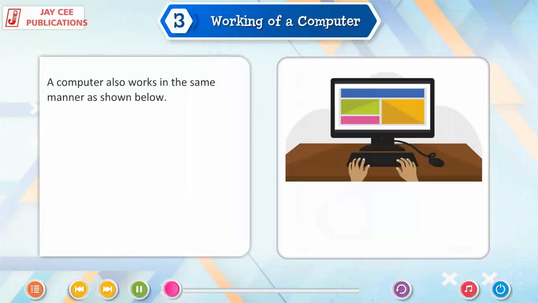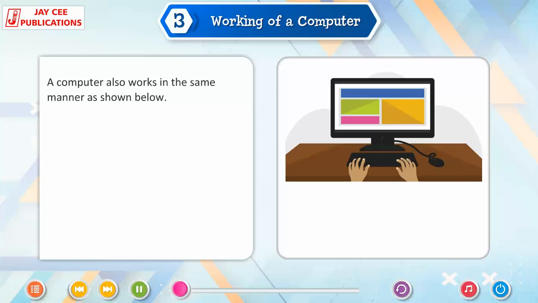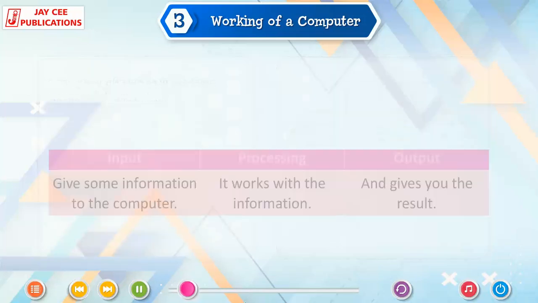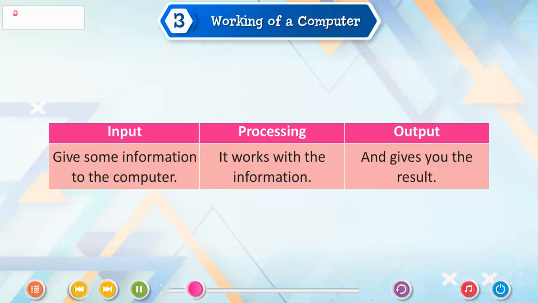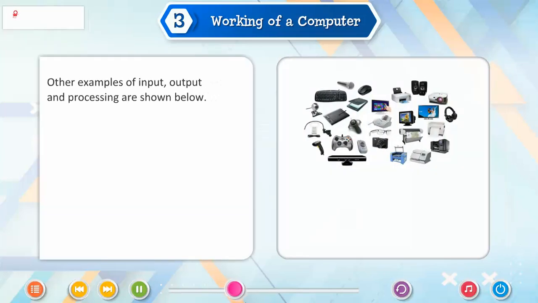A computer also works in a similar manner as shown below. Input. Give some information to the computer. Processing. It works with the information. Output. It gives you the result. Other examples of input, output and processing are shown below.